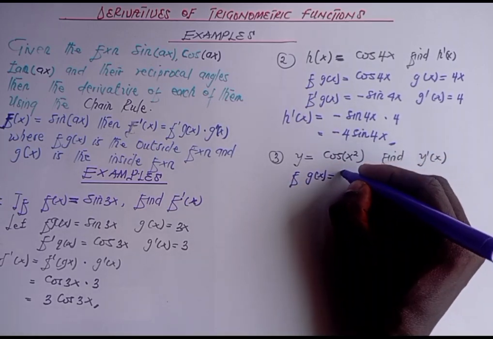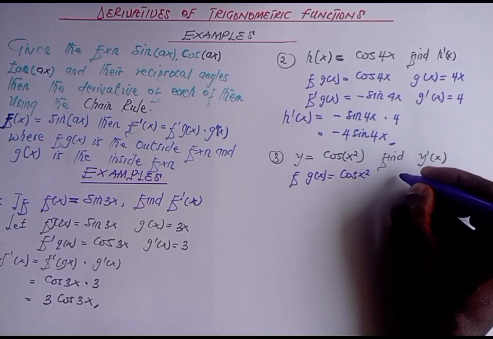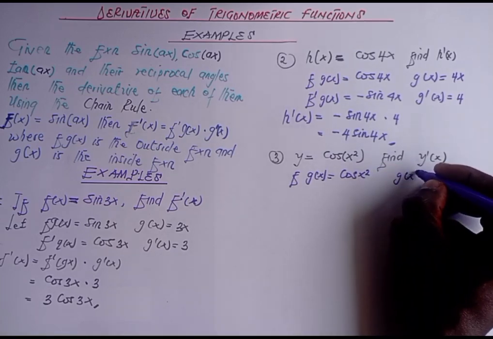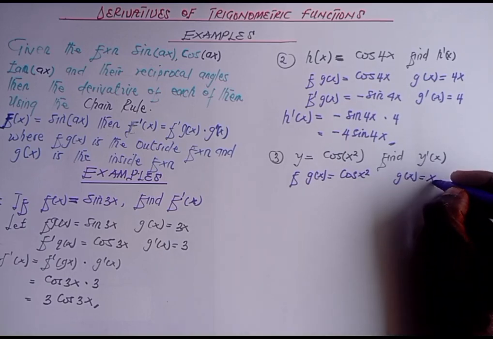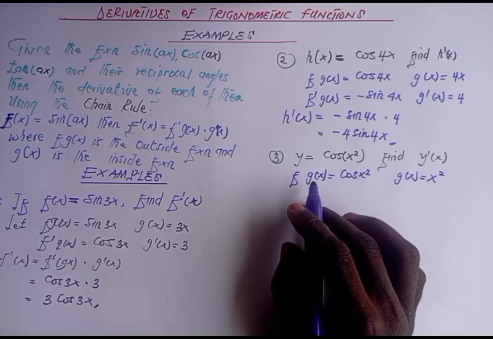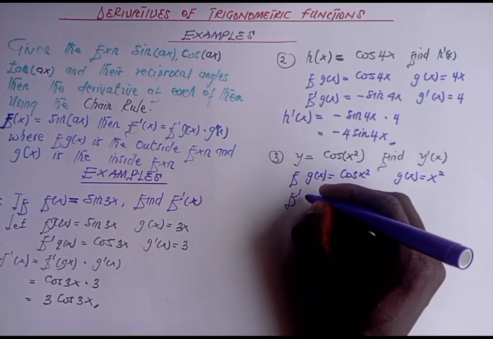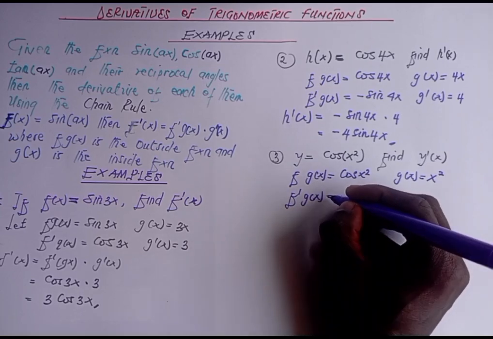We can say that our outside function is cos. Okay, so we write our cos of what? x squared. And then our inside function, we call it g of x, and that is what? Our x squared. The next thing is we find the derivative of this outside and then inside function. So we are getting f prime of g of x.